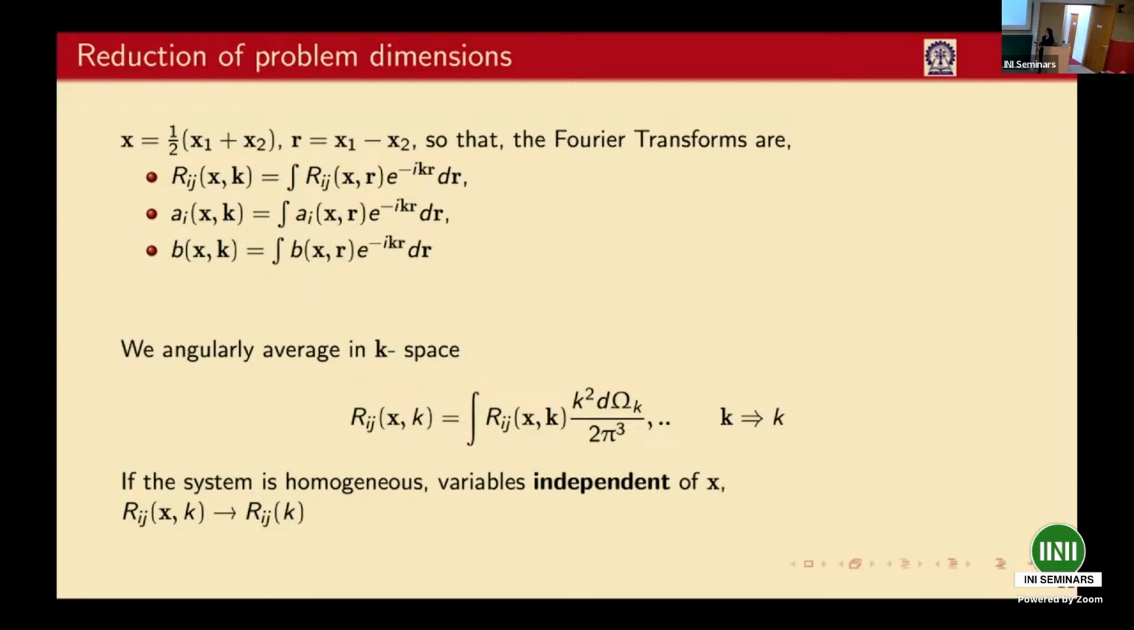And then what we did was we angularly averaged all these variables in K space. Now, this angular averaging was done assuming that there is isotropy in the system. And because of this angular averaging, we reduced a 3D system to a perfectly 1D system. And we can do this angular averaging because the system is isotropic and homogeneous.